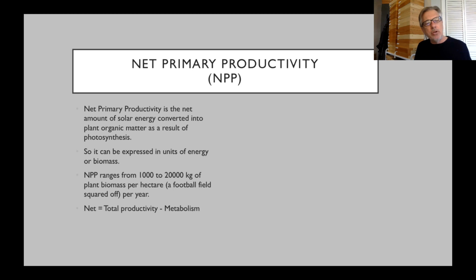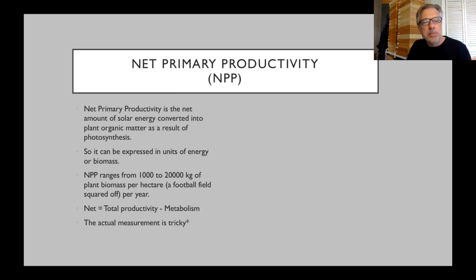And let's go back and look at what net means. Net means the total amount of photosynthesis minus all the metabolic losses, all the losses needed to keep the plant alive and cells functioning. You will notice that the unit is either an amount of energy or amount of biomass per unit area, per unit of time, usually taken as a year. So hectares, square kilometers, square meters, those are all area measurements you may see in statistics for NPP.